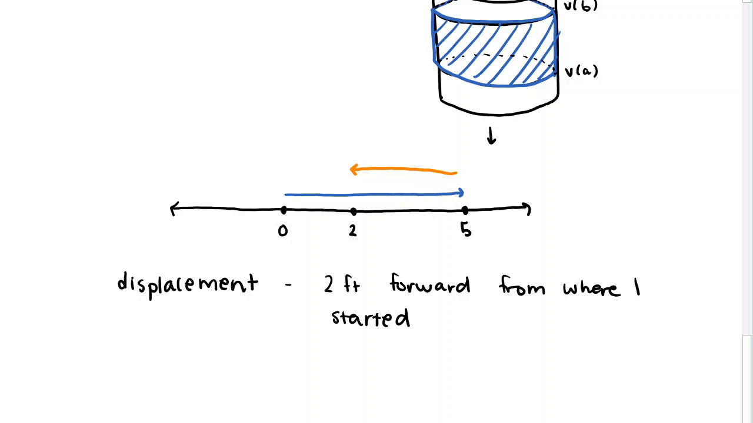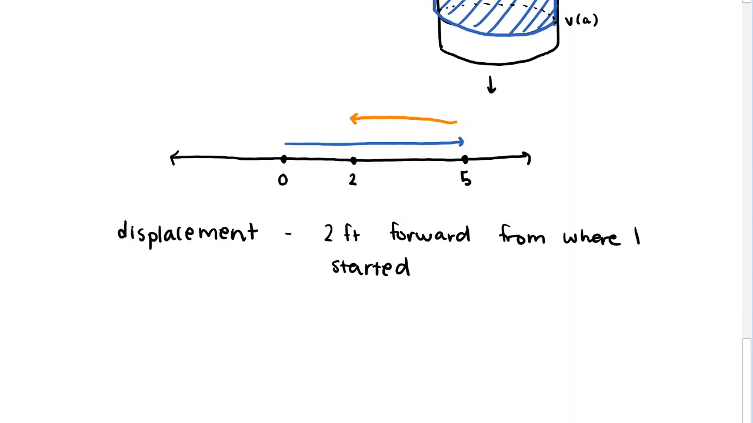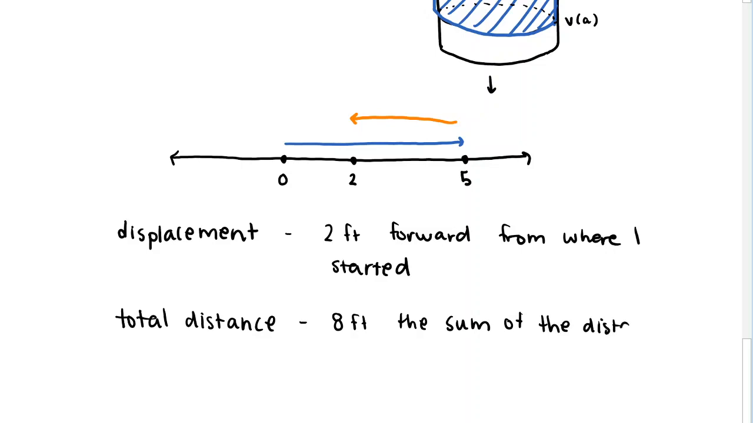Right, it sort of forgets about this walking forward and back. It just tells me where I ended up in relationship to where I started. And this total distance that I traveled, well, you tell me that it's 8 feet. Right? If I walked 5 feet forward and 3 feet back, in total I walked 8 feet. Right? This is really the sum of the distances traveled regardless of direction.